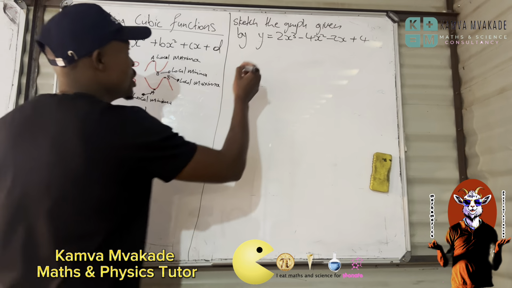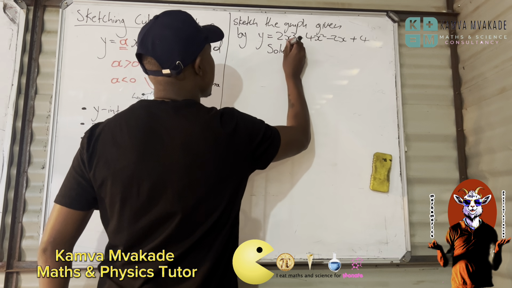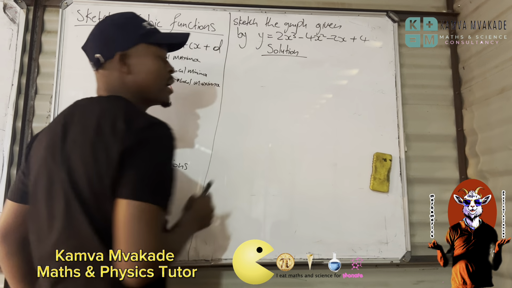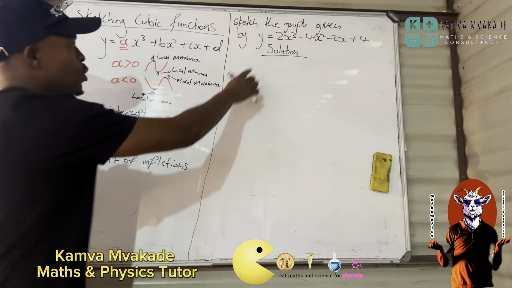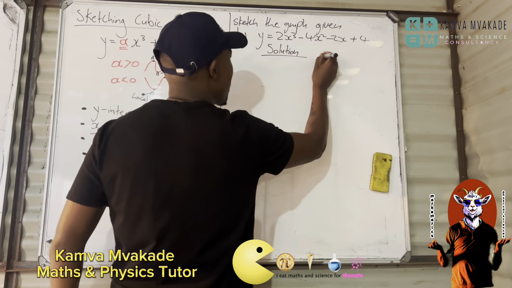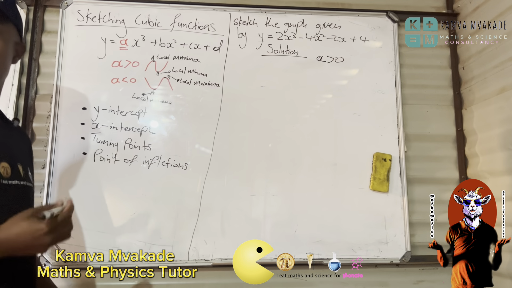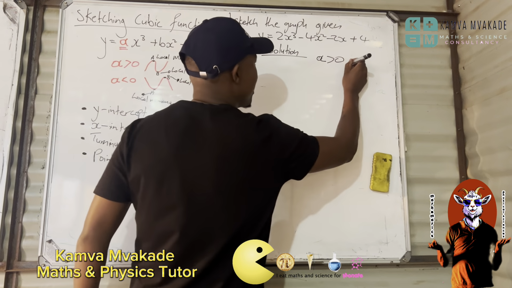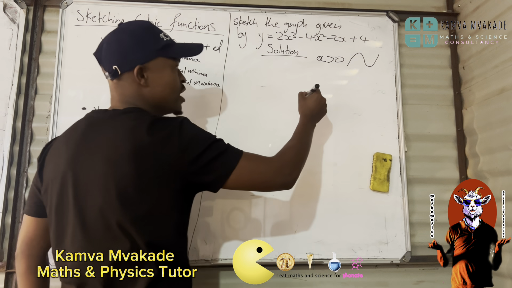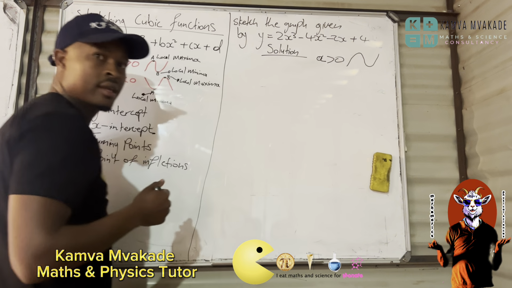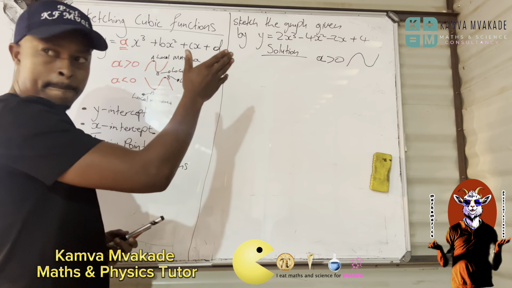So for our solution, we know our a is greater than 0. So what do we expect? We expect our graph to go like this. It starts by increasing, it starts with the increasing arm.